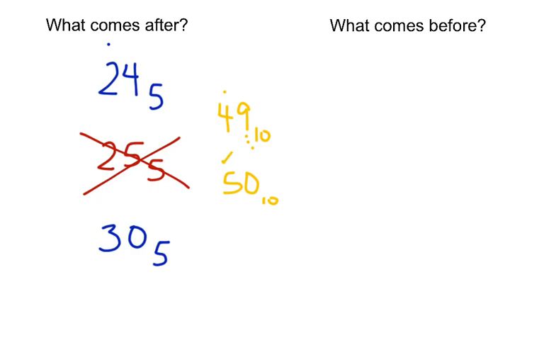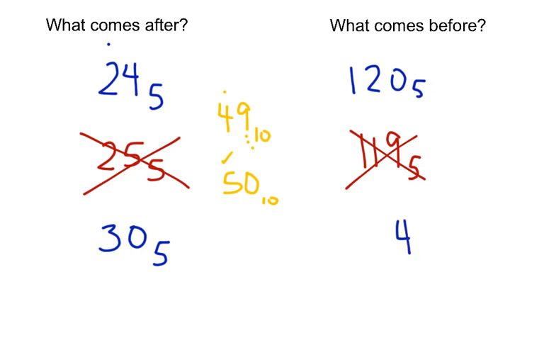Now let's look at a what comes before question. Let's say we are given 1, 2, 0, base 5, and we're asked what comes before. My instinct is, well, that's 120, so it'd be 119, right? Well, no, remember, there are no 9s in base 5, so this can't be correct. So what has to happen here is, well, the top digit that I have is a 4, so that's what goes in the 1s column, and then instead of 120, I'll be at 114, base 5. I just backed up one number.